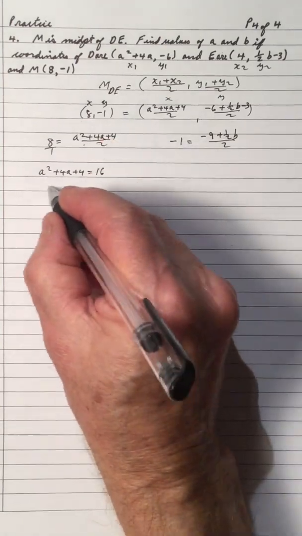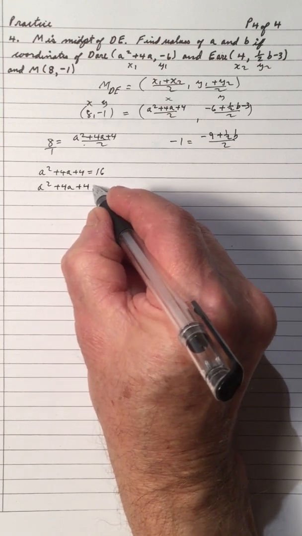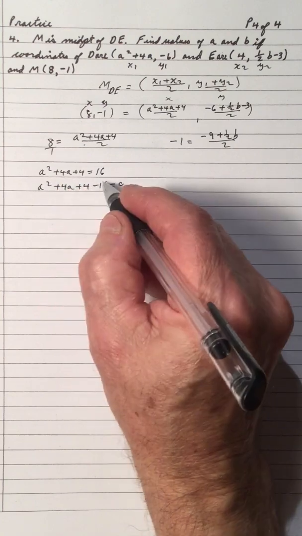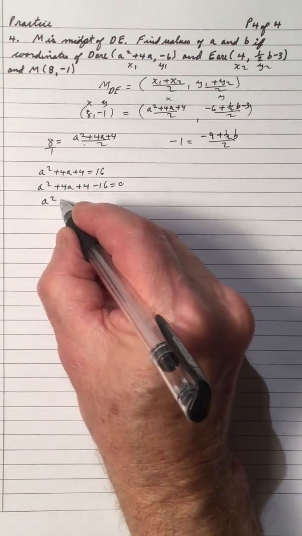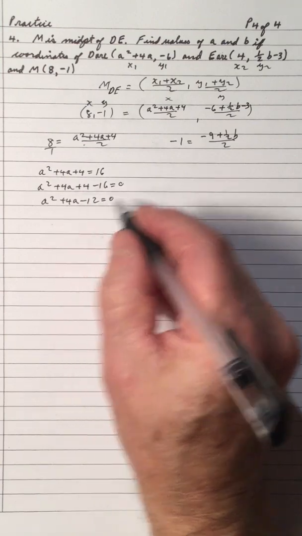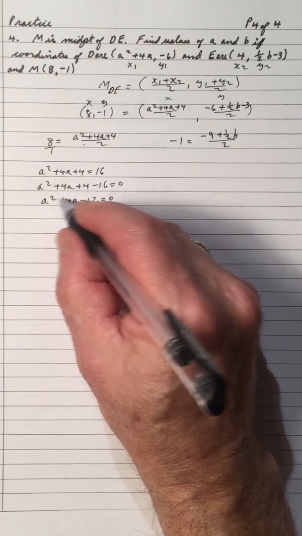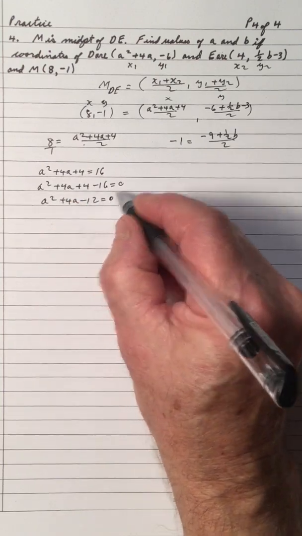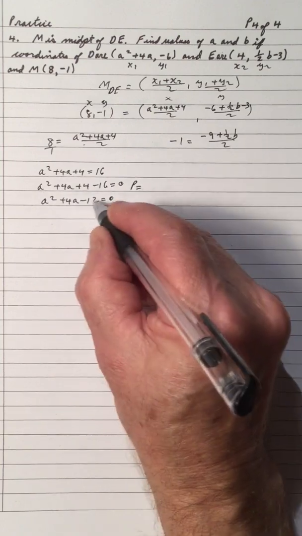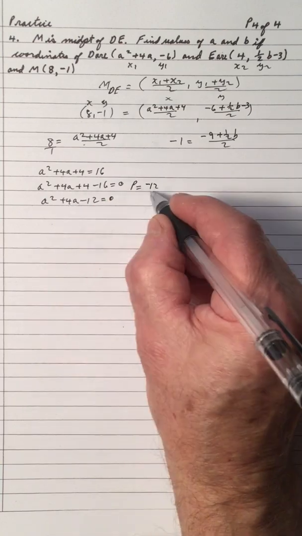So let's continue to work that. Notice I brought the 16 over, made it negative, because I have a quadratic, so it's negative 12. This is a quadratic, which is a square, so I'm going to get two values of a normally. So the product is negative 12, and the sum is plus 4.